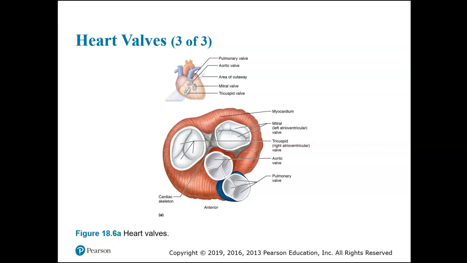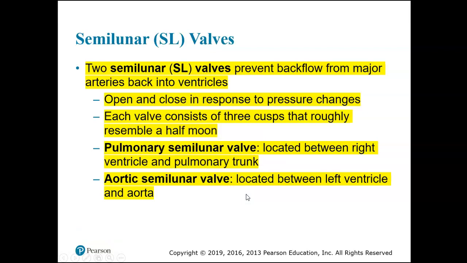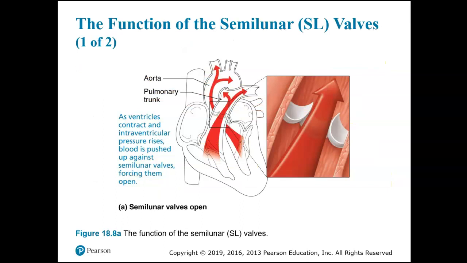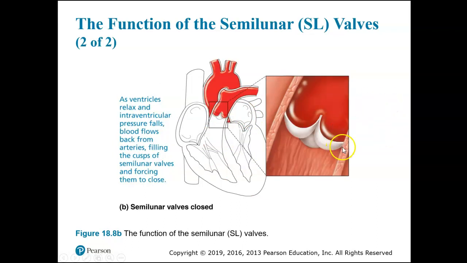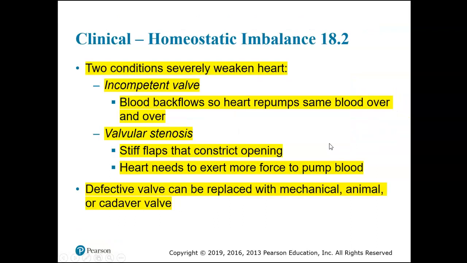And then you have your semilunar valves because the cusp, the valves look like half moon shapes. The aortic valve prevents blood from flowing back into the left ventricle from the aorta, and the pulmonary valve prevents the backflow of blood into the right ventricle from the pulmonary trunk. This is the location of the pulmonary valve. So you can see the pulmonary valve open and the pulmonary valve close, pulmonary semilunar valve.